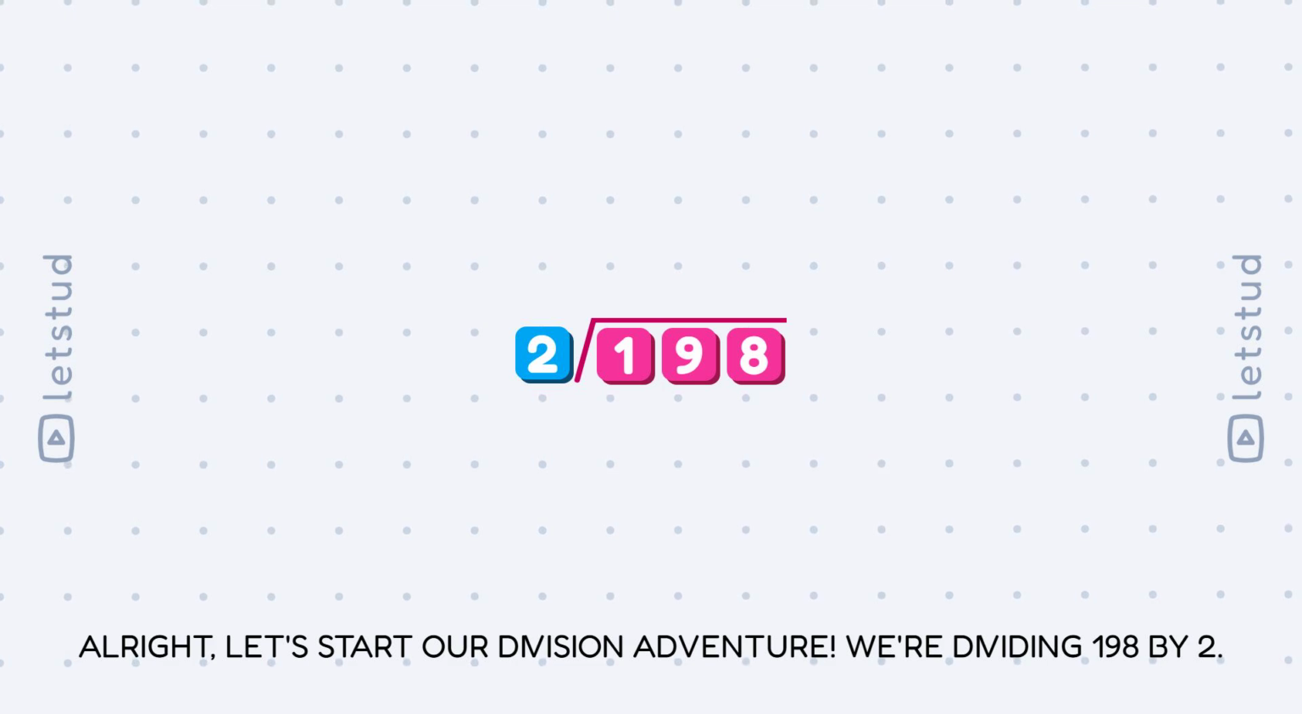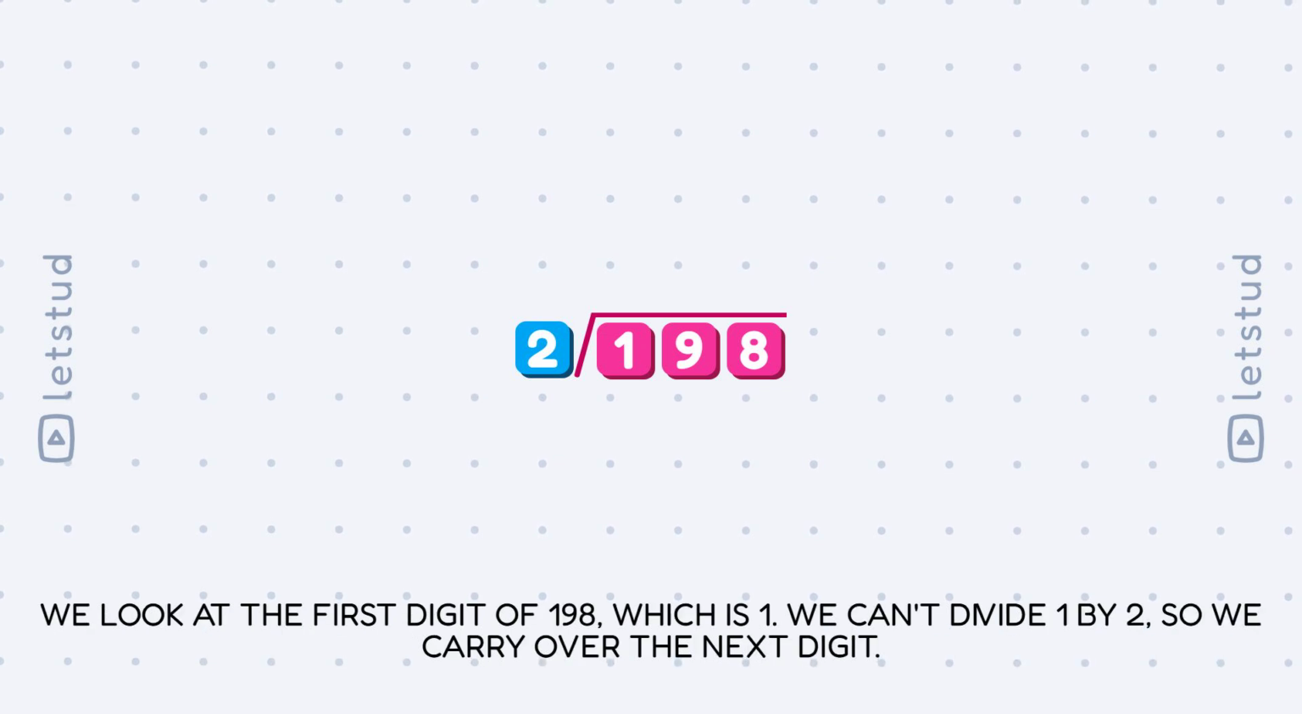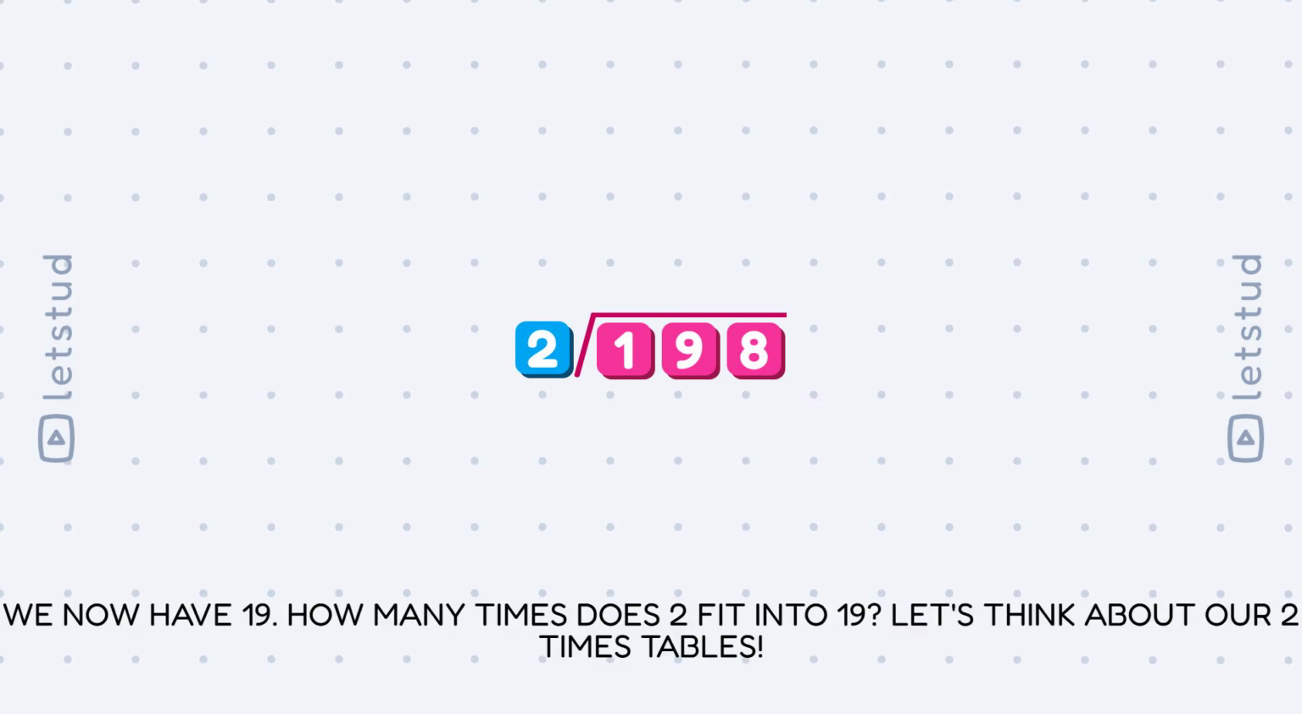Alright, let's start our division adventure. We're dividing 198 by 2. We look at the first digit of 198, which is 1. We can't divide 1 by 2, so we carry over the next digit. We now have 19. How many times does 2 fit into 19?